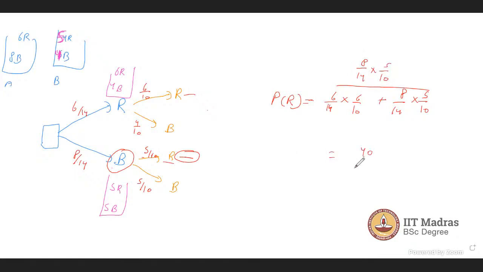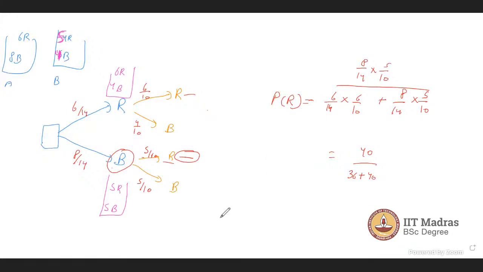There's nothing but 40 over 36 plus 40, right? Is it clear? This 8 by 14 and 5 by 10, how did you get? Can you please repeat this one?